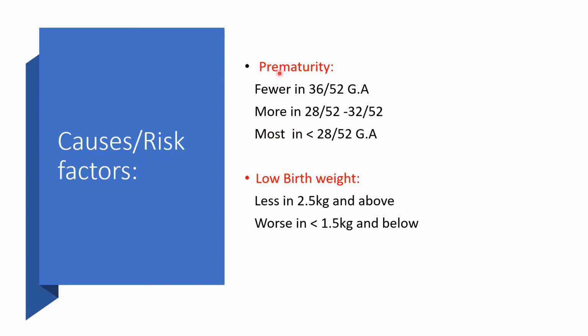Now, prematurity. Cerebral palsy is less common if the woman is lucky enough to carry the pregnancy up to 36 weeks gestational age. But the luck will drop at gestational age between 28 and 32, and worse when it is less than 28 weeks. When it comes to low birth weight, we'll be looking at anything less than 2.5 kg.